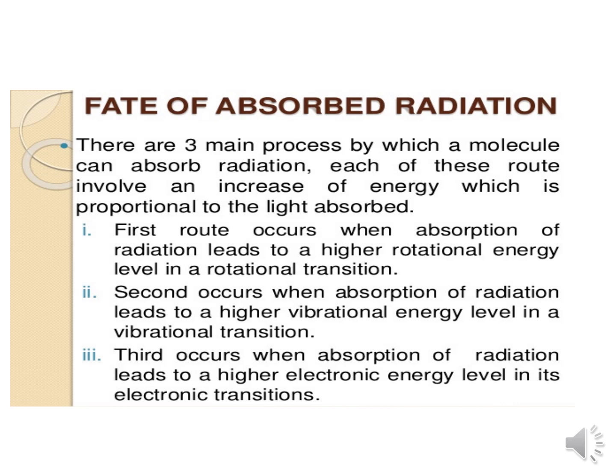There are three main processes by which a molecule can absorb radiation. Each of these routes involves an increase of energy which is proportional to the light absorbed. The first occurs when absorption of radiation leads to a higher rotational energy level in a rotational transition. The second occurs when absorption of radiation leads to a higher vibrational energy level in a vibrational transition. The third occurs when absorption of radiation leads to a higher electronic energy level in an electronic transition.